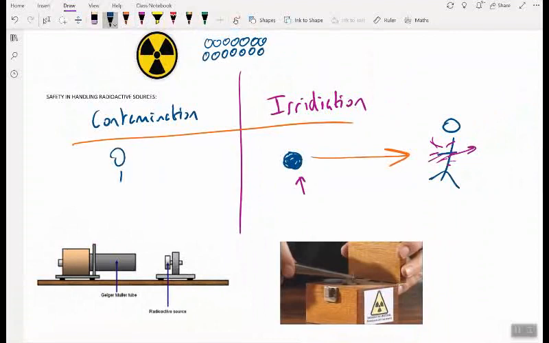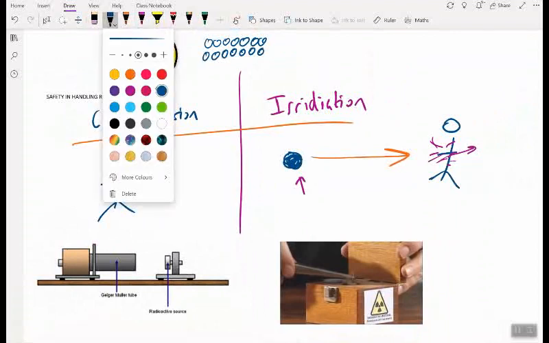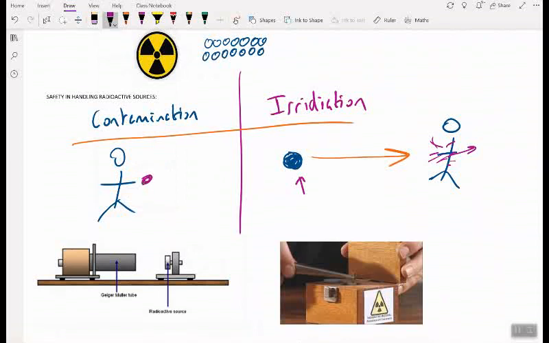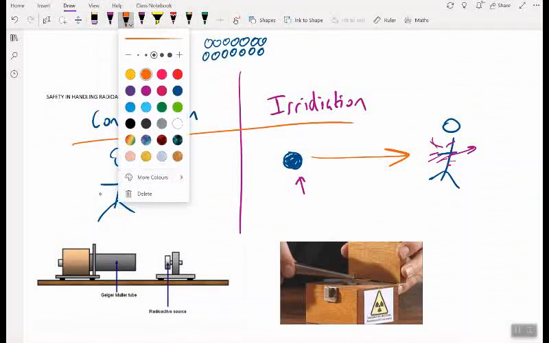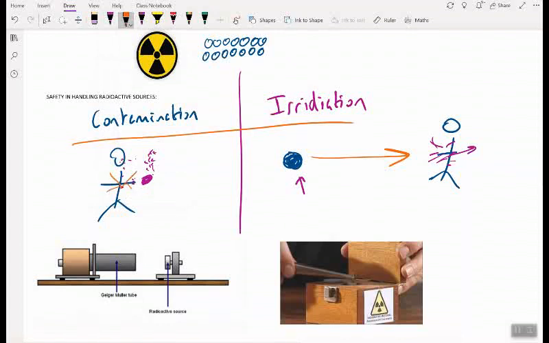Contamination is when you've actually got some of this radioactive material on you. Maybe you've scraped against it and you've got it on your hands, or you've touched your mouth, or maybe there's a fire and some radioactive material has gone into the smoke, and you breathed it in. That could be quite serious, because now that radioactive source is inside your lungs and is going to continue to give out radiation and irradiate you from the inside. So contamination can be quite serious. Irradiation could be quite serious as well, depending on the dose that you're given. So we have to be careful that we distinguish between these two words, contamination and irradiation.